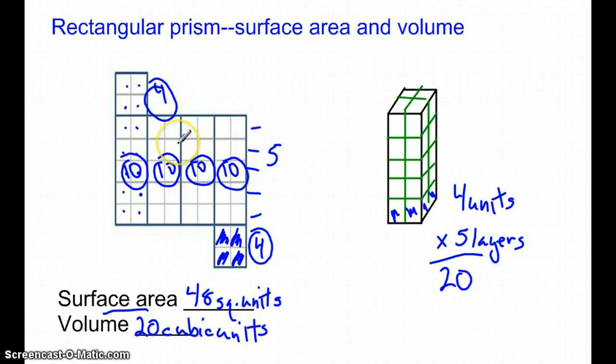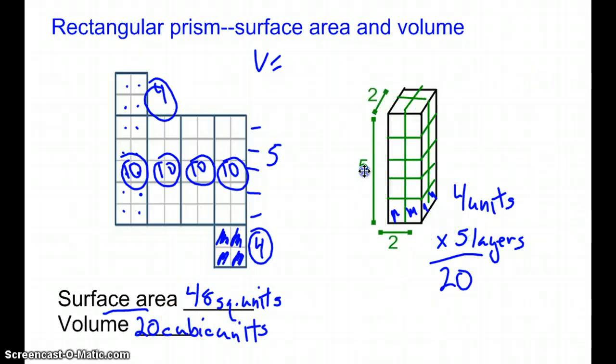Now, we don't have to make up a net to determine the volume. If we are given dimensions, we can solve for the volume without having to go through the net process here. There's a formula for the volume. Let's see if we can discover it here. If we had 5 layers times 4 units, we know our answer is going to be 20 cubic units.